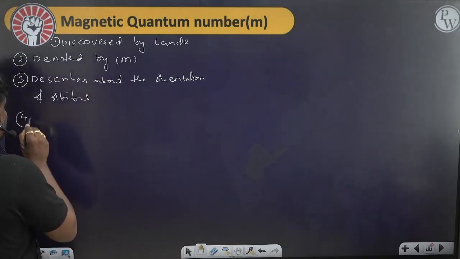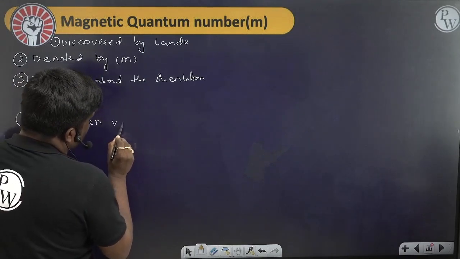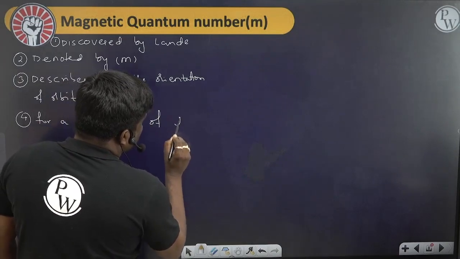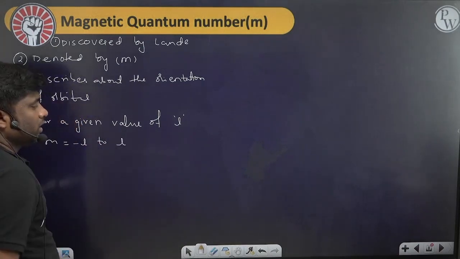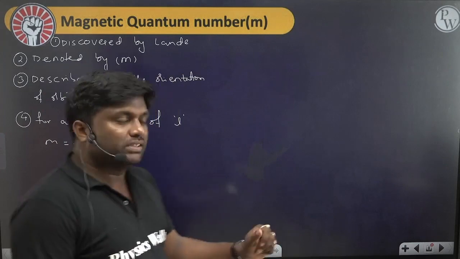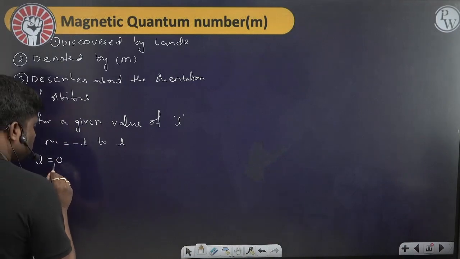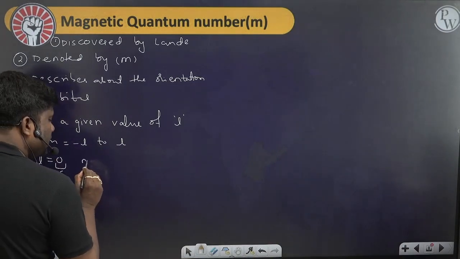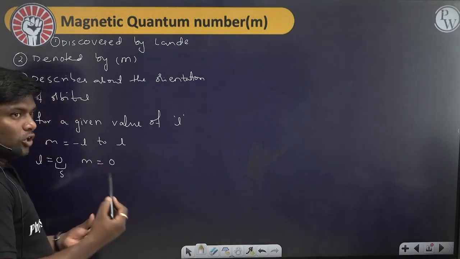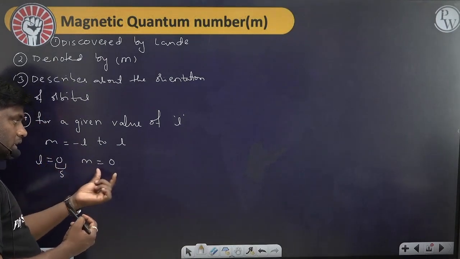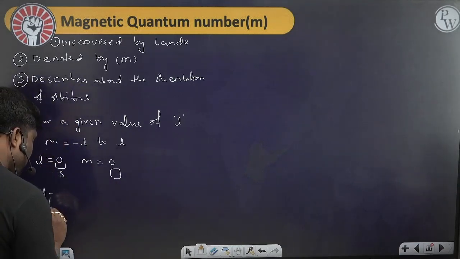And the next one: for a given value of L, m would be equal to minus L to plus L. It means if your L value is 0, meaning the s subshell, your m will be minus 0 to plus 0, meaning 0 only. How many orbitals are there? Only one value is there. That's why there is only one orbital in s.